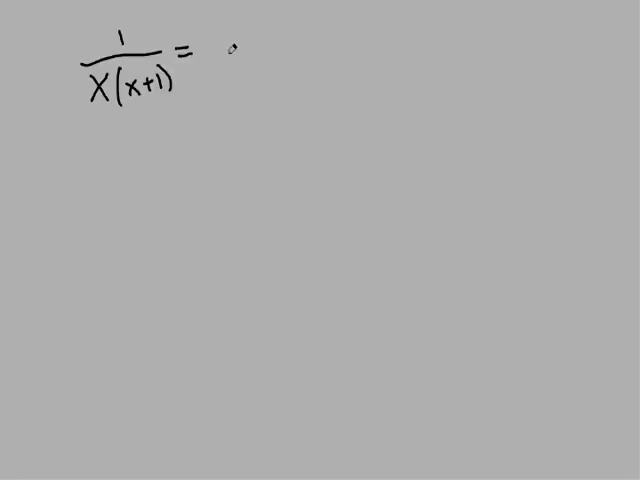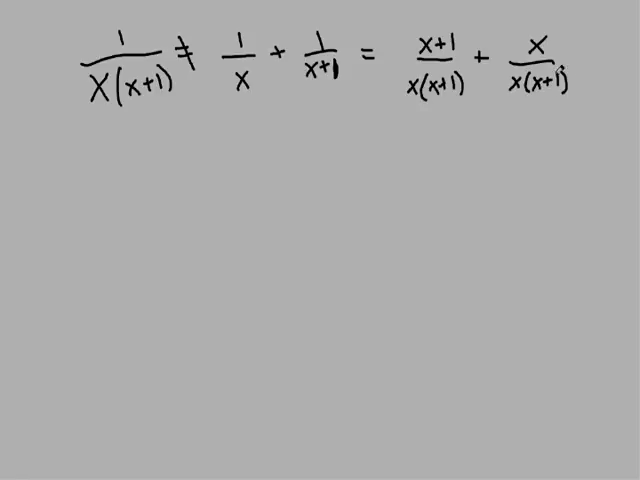Well, as it turns out, a good guess would be to say that this was, say, 1 over x plus 1 over (x plus 1). But it's not quite right, because if you add these back together, you get, let's see, what is this? This is (x plus 1) over x times (x plus 1) plus x over x times (x plus 1). And add those together, and you get (2x plus 1) over x times (x plus 1).